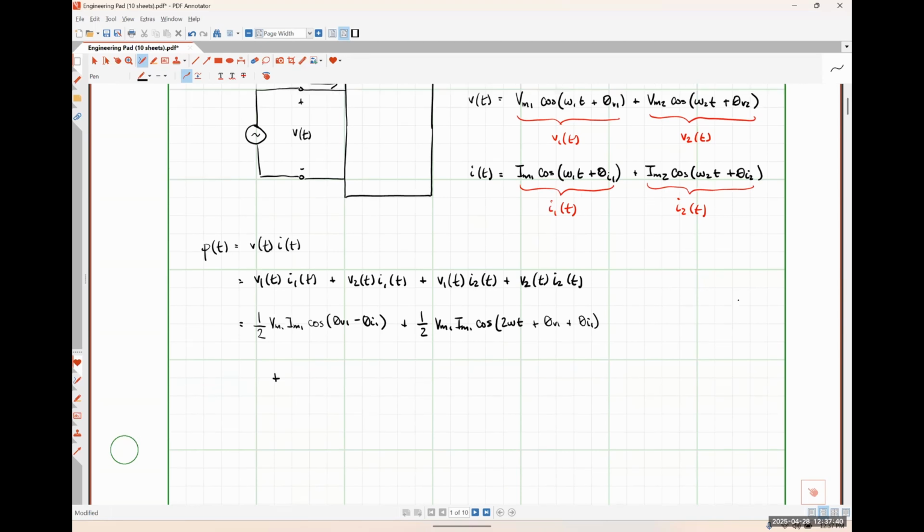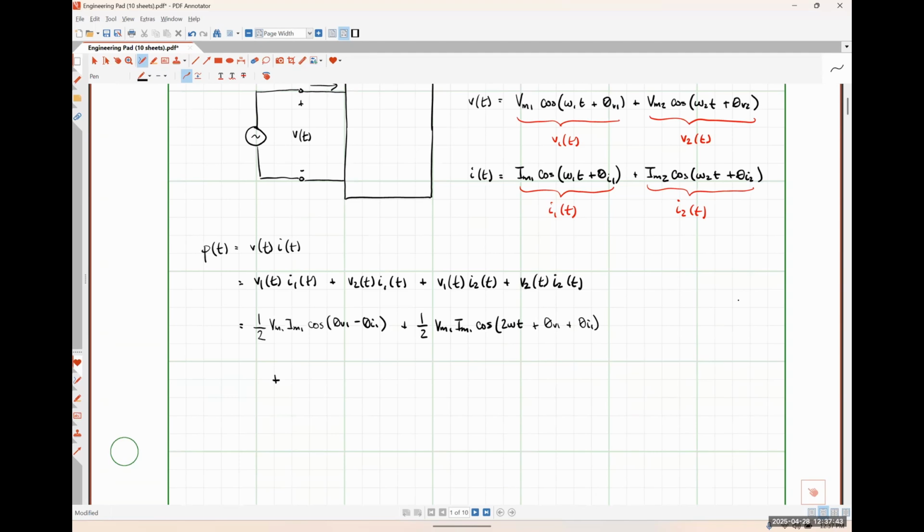So just to make sure we're all on the same page as to where the heck these things are coming from, I'm going to reintroduce you to that trig identity, where cosine of some angle 1 times cosine of some angle 2 is simply, I forgot to factor 1/2 as well, excuse me, brain is elsewhere, 1/2 cosine of angle 1 minus angle 2 plus 1/2 cosine of angle 1 plus angle 2.